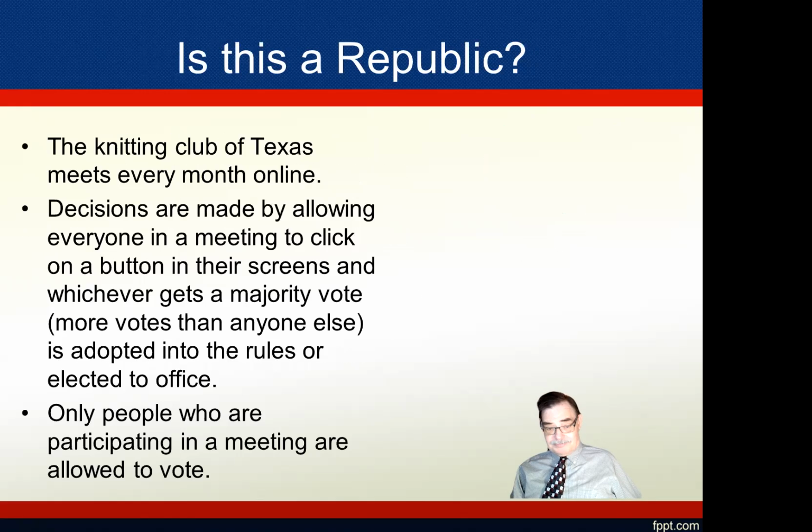The Knitting Club. Let's go back to that example. The Knitting Club of Texas meets online every month. Decisions are made by allowing everyone in a meeting to click on a button on their screens, and whoever gets the majority vote wins, or that decision is made.